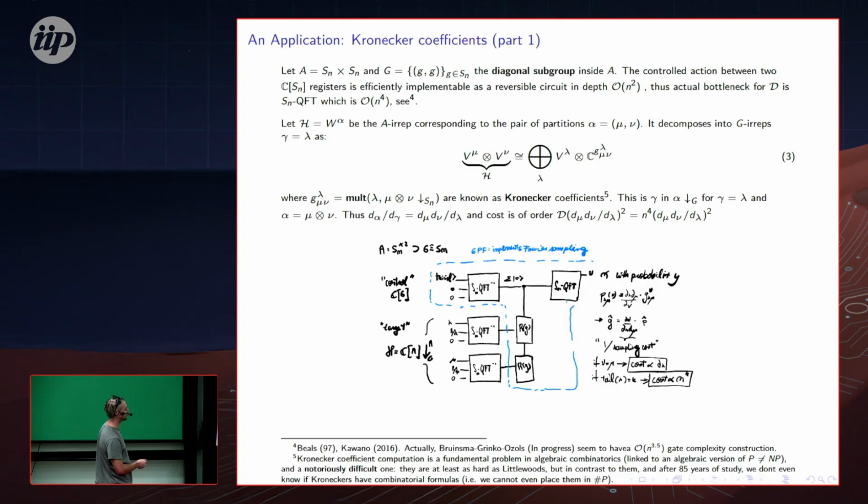You apply inverse SNQFT, you control, and then you apply forward SNQFT. And the claim is that you're going to sample with probability proportional to the Kronecker coefficient if you initialize projectors into maximally mixed states of the isotypic components lambda and mu in the target, okay?